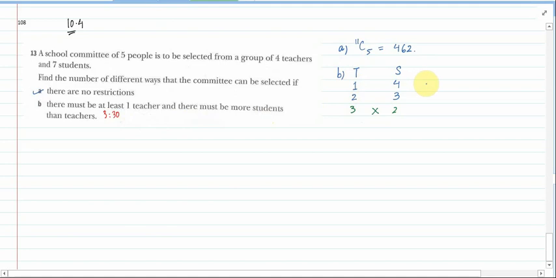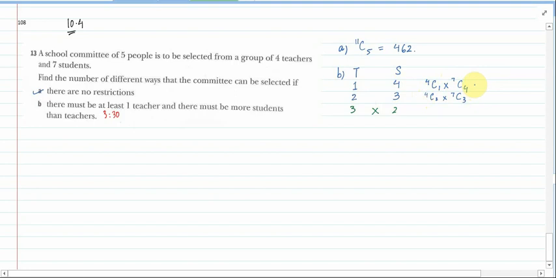So if you are going to select 1 teacher out of 4 teachers, that will be 4 combination 1, times, we are selecting 4 students out of 7, so that will be 7 combination 4. For the next one we are selecting 2 teachers, so 4 combination 2, and we are selecting 3 students.